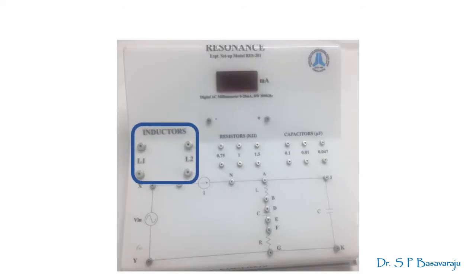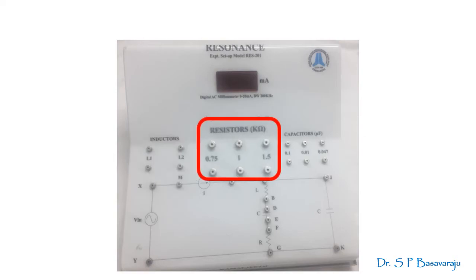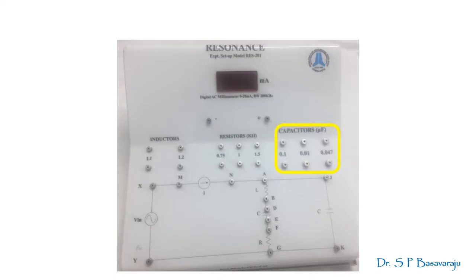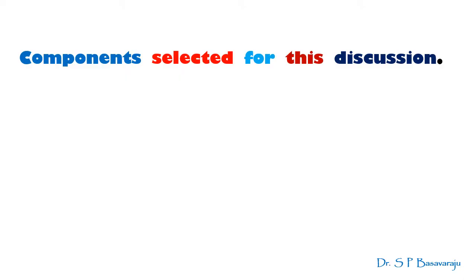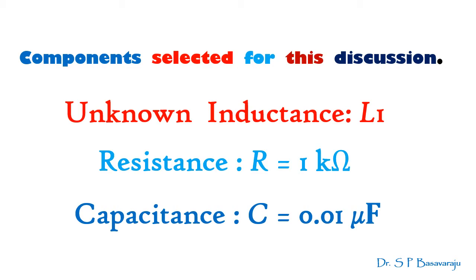there are two inductors L1 and L2, three resistors with the resistance values, and three capacitors with their capacitance values mentioned. The inductance values of L1 and L2 are unknown. Now, among the resistances and capacitors given here, you need to choose one each from each category for making the circuit. Let's choose L1 for the inductor with unknown value, 1 kilo ohm resistor and 0.01 microfarad capacitor for the circuit. The actual circuit used for both the resonances is provided in the lower part of the chassis into which the required connections are to be made.